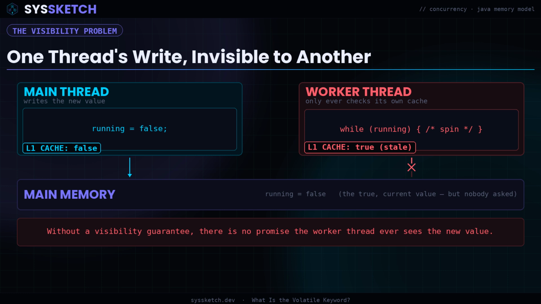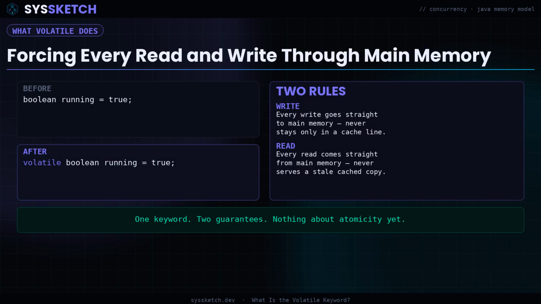Mark a field volatile and the compiler and runtime agree to two specific rules. First, every write to that field goes straight through to main memory. It cannot stay parked in a cache line invisible to other threads. Second, every read of that field comes straight from main memory. It can never be served from a stale cached copy sitting in a register or a core's local cache.